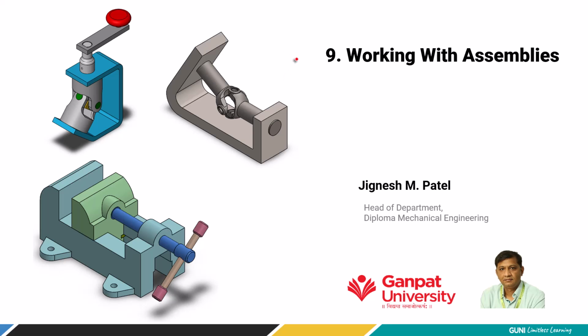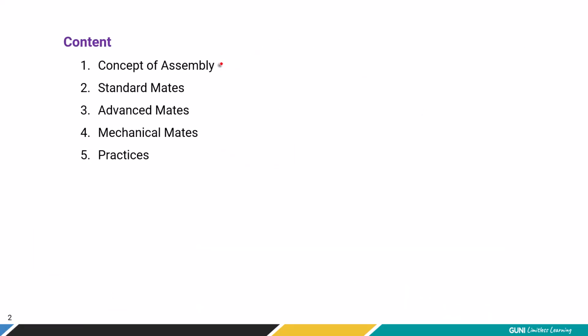In this module, we will look into how to create assemblies, the concept of assemblies, and how to build an assembly from various parts. First we're going to cover the overall concept of assembly and its types. Then we'll look at the three different types of mates. First is standard, second advanced, and third mechanical mates. After learning these three, we are going to have practice on various assemblies.